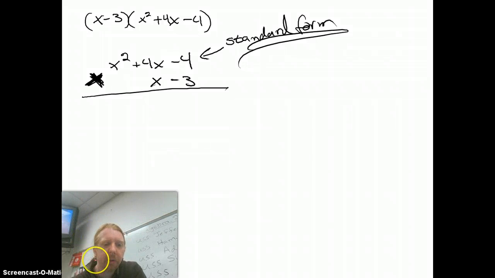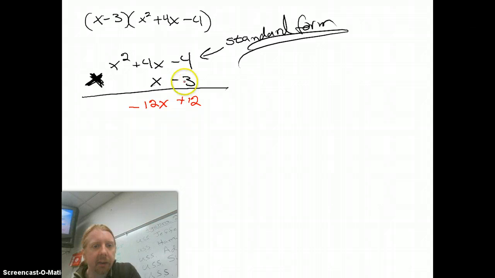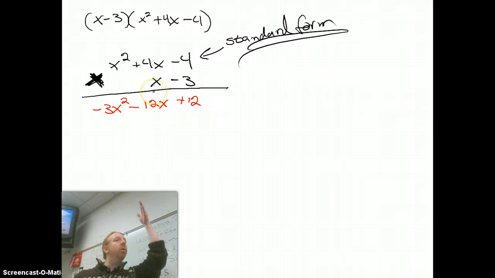Forget the variables for a few minutes. Negative 3 times negative 4 is positive 12. Negative 3 times 4x is negative 12x. Negative 3 times x squared is negative 3x squared. So that's like doing the ones column in that long multiplication.